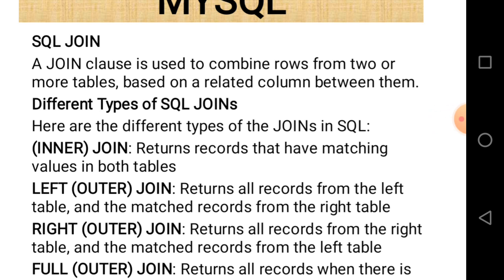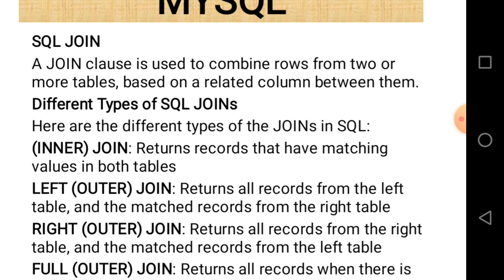So the first question that arises in my mind is, what is a SQL join, or what is a join clause used for? Basically, a join clause is used to combine rows from two or more tables based on a related column between them. And there are different types of SQL join.